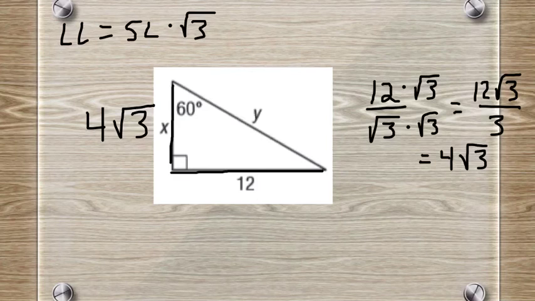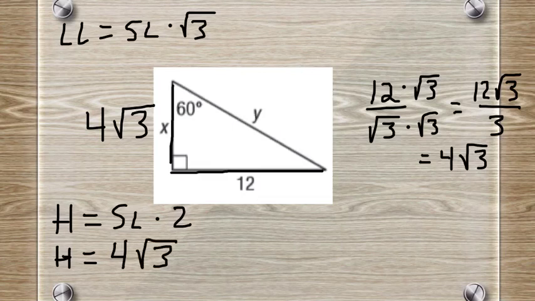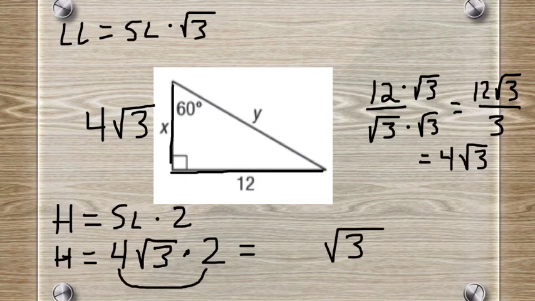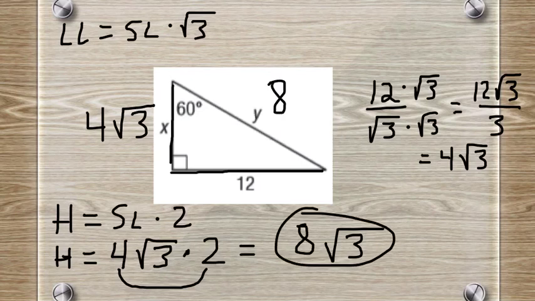Let's go and find the hypotenuse now. And again, the hypotenuse is always short leg doubled. So hypotenuse would equal 4 radical 3 times 2. Okay, we can't do anything with this radical 3 here. It's got to stay just on its own. There's no other radicals to multiply by. But we can multiply the 2 and the 4. So the hypotenuse actually has a value of 8 radical 3.